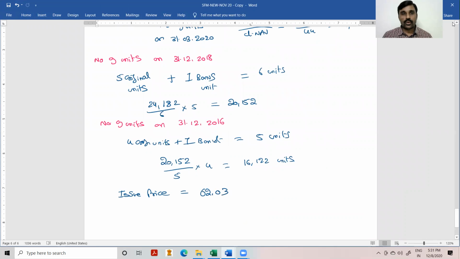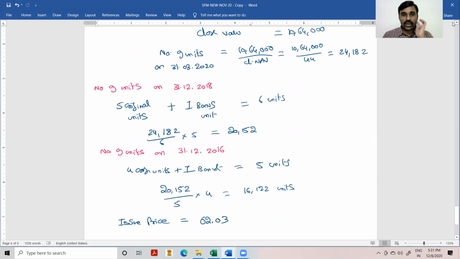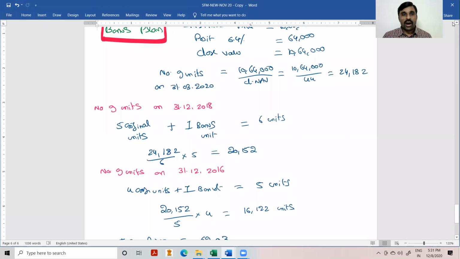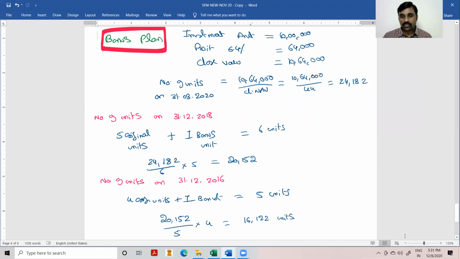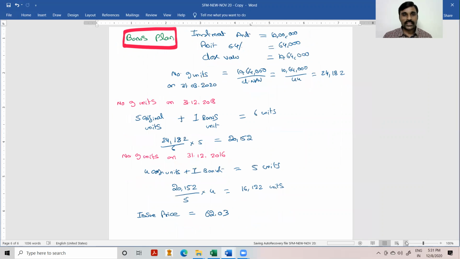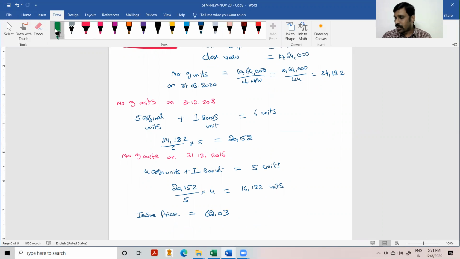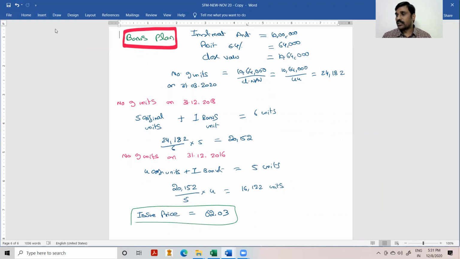Just take it: only 2 bonus issues will be given. After the bonus issue, the number of units is 5. You can take a screenshot of this bonus plan. Issue price is equal to 62.03. Bonus plan: investment amount, profit, closing value.